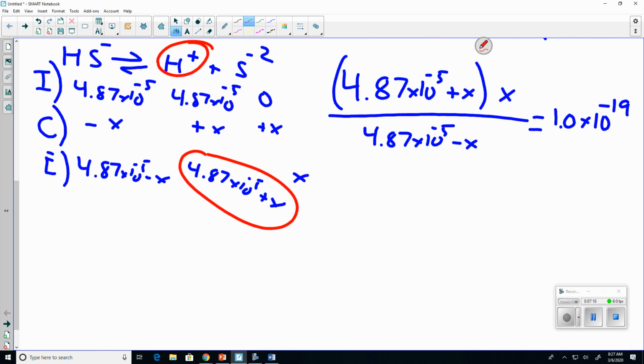I can cancel out this plus x and this minus x. That's the shortcut that we've been using for almost 3 weeks now with any equilibrium problem, when the K value is significantly smaller than the molarity. What else can I cancel out now? Come on, calculus people. This, right? It's the same number top and bottom.